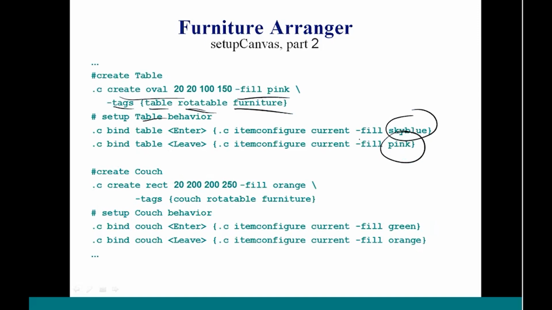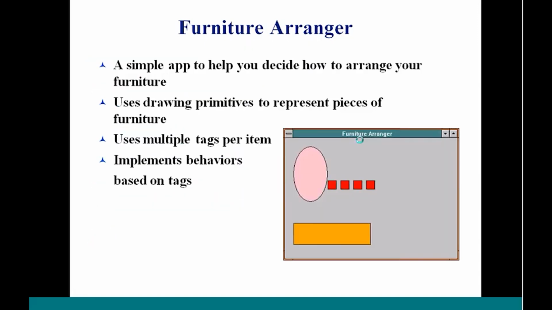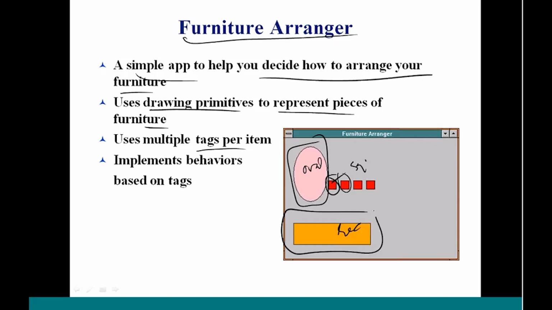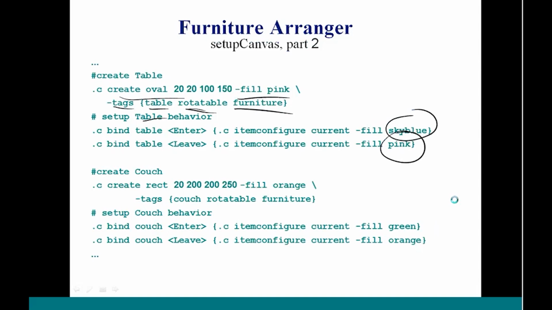And then the couch is represented as a rectangle in this picture. So this is a chair, this is a table, and this is a couch. The couch is filled with orange, and it is also rotatable, and it's furniture. And in the same way we define the bindings, and here the binding is that we fill it with green instead of orange.